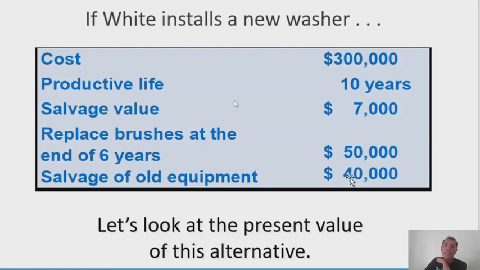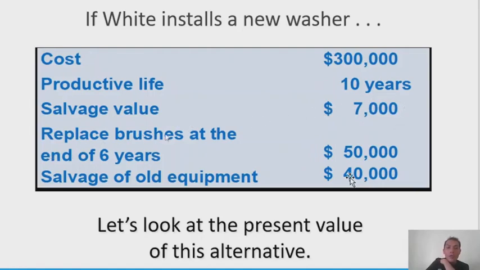Gaano katagal magagamit yung new washer? 10 years, ang salvage value niya is 7,000. So, ibig sabihin ng salvage value or scrap value, ito ang value ni new washer after 10 years, at the end of 10 years, may value pa yung inyong new washer since hindi mo siya gagamitin hanggang totally maging sira na siya. So, meron pa rin siyang value or mapapakinabangan pa ito. May iba pang parte ito na pwedeng mapakinabangan in junk shop. Kaya he will pay for 7,000.